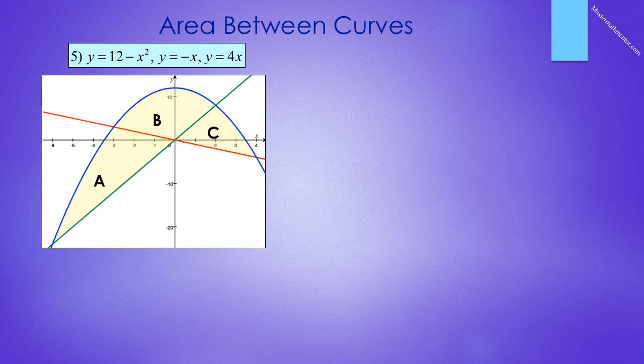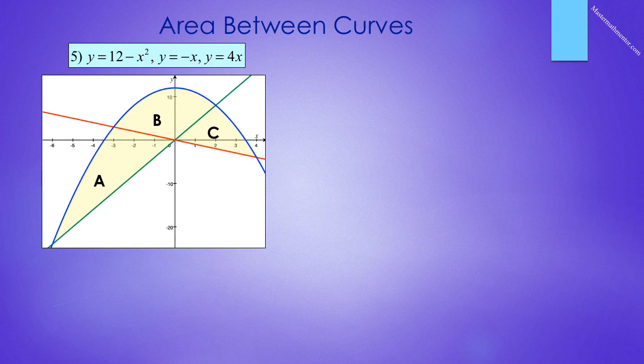Number 5 asks to find the area of the region bounded by the curves y equals 12 minus x squared, y equals negative x, and y equals 4x. We graph them in colors with 12 minus x squared in blue, y equals negative x in red, and y equals 4x in green. When we say the region bounded by, using the colors usually makes it clear, as we like to have all three colors on all sides of the region.